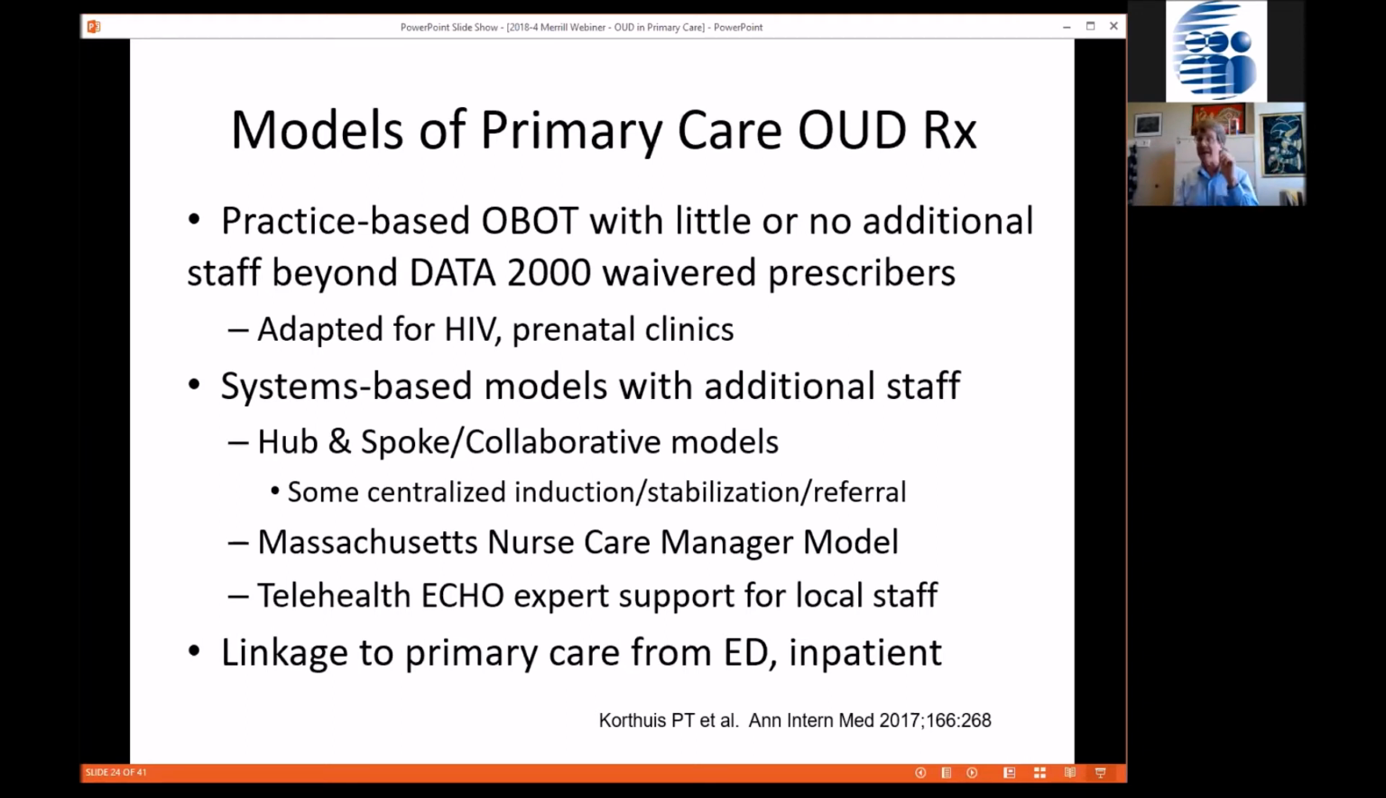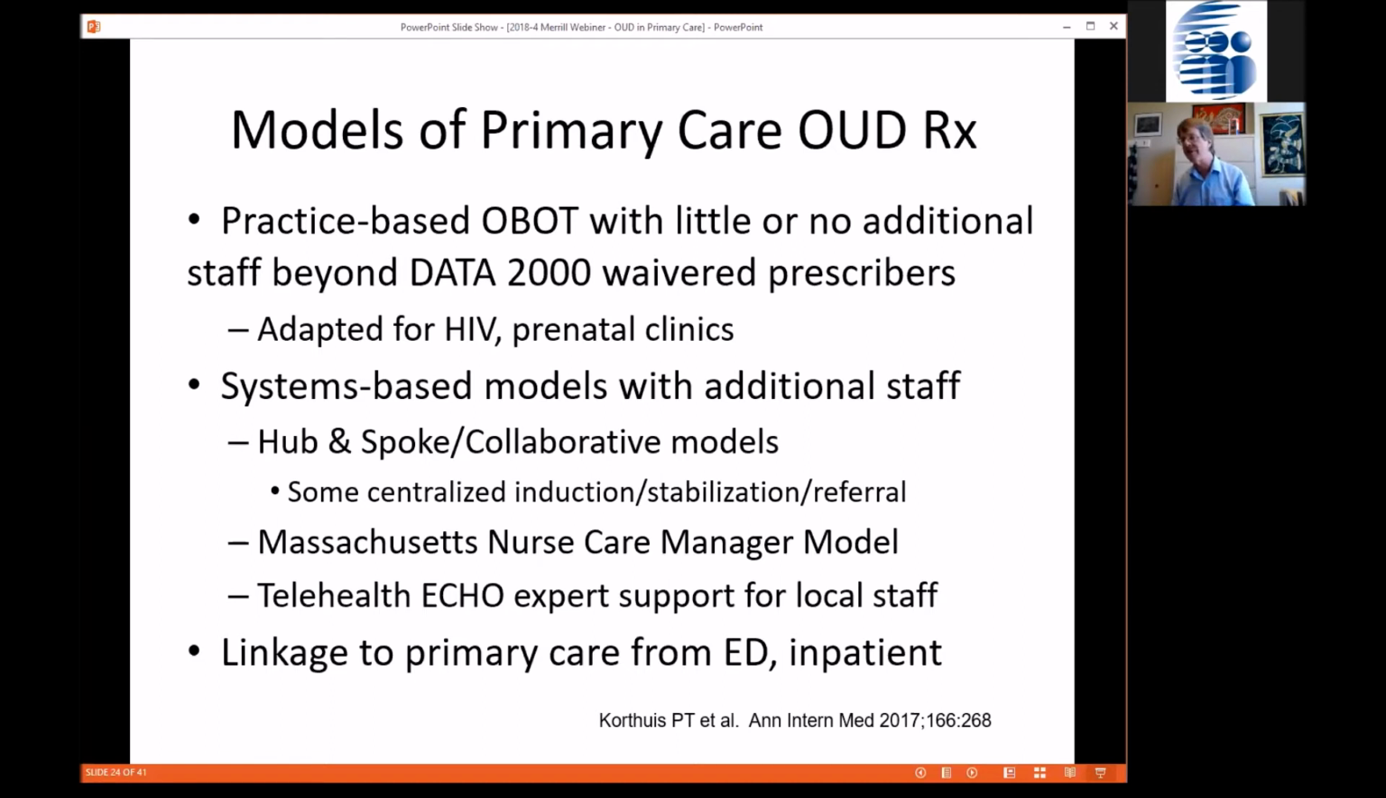Some patients in that hub and spoke in Vermont actually start in the spokes. They can start treatment, but they have a risk instrument they use. If they're high risk, they start in the methadone program, even if they're starting buprenorphine. And if they're lower risk, they can start in the spoke.